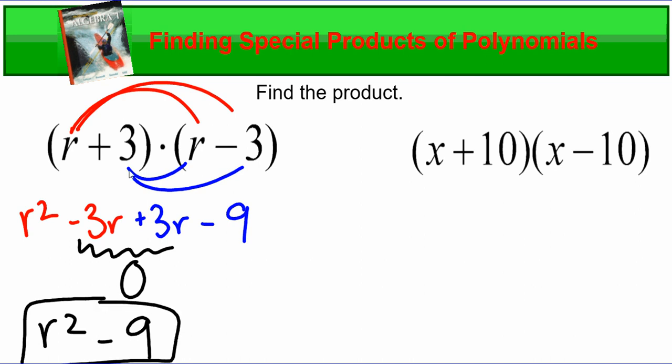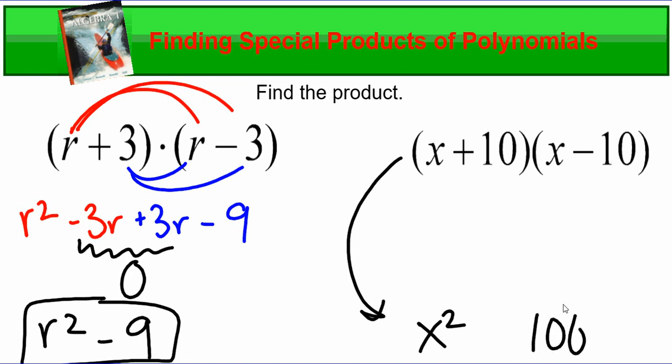Why did the middle term cancel out? Because these are the same number opposite in sign. I bet you could use that as your guide to just jump straight to the answer for this one. It will be the first thing squared, the second thing squared with a minus in the middle because they're opposite signs. The first thing squared is x squared. The last thing squared is 100, and because it's a positive times a negative, there needs to be a minus in the middle. If you can jump straight to that answer, nice job.